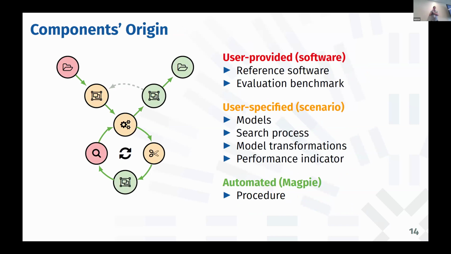On the side of Magpie, some of the components will need to be provided by the user. That would be the reference software at the very beginning, and the benchmark that will be used to get the fitness function. Magpie will provide models and search processes, and will provide transformations. So the user will need to choose from the set of what is available or to provide new variants of those. And choose the performance indicators that will be used to get the fitness from the evaluation. And everything else is automated by Magpie.